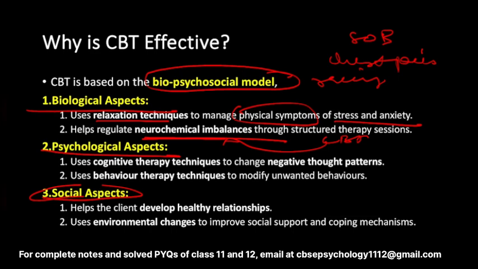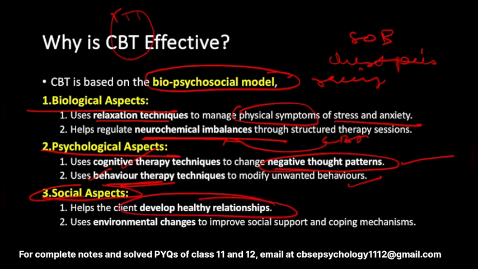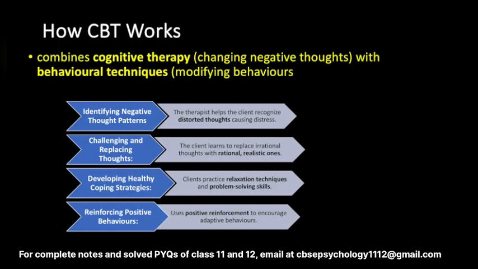Then psychological aspects, so it aims to change the negative thought patterns, and it uses behavioral therapy techniques. CBT is cognitive plus behavioral therapy, right? So it uses both behavioral therapy techniques and cognitive therapy techniques to modify behaviors and negative thought patterns respectively. The social aspect is that it helps the client develop healthy relationships. As we saw, what we learn in CBT is something which we can take forward in normal life as well. So it helps the client develop healthy relationships and uses environmental changes to improve social support and coping mechanisms. This is something that we've done.